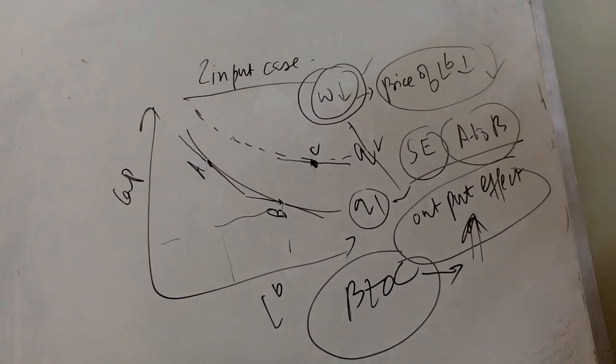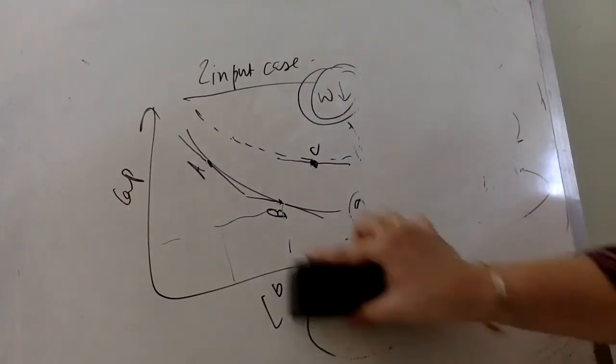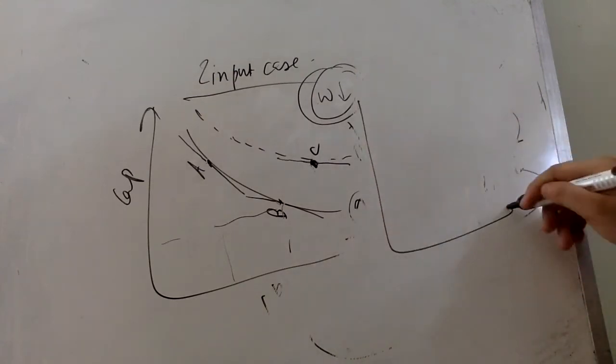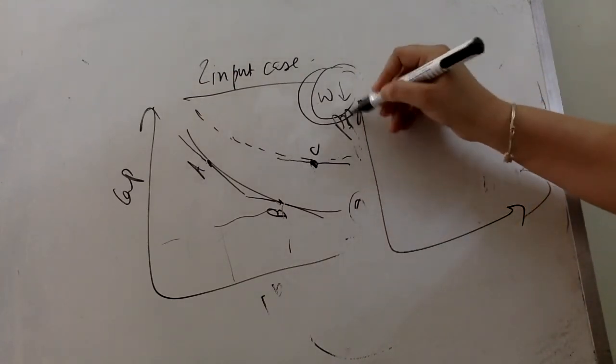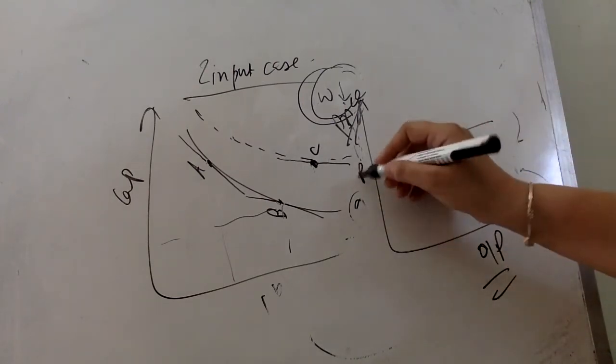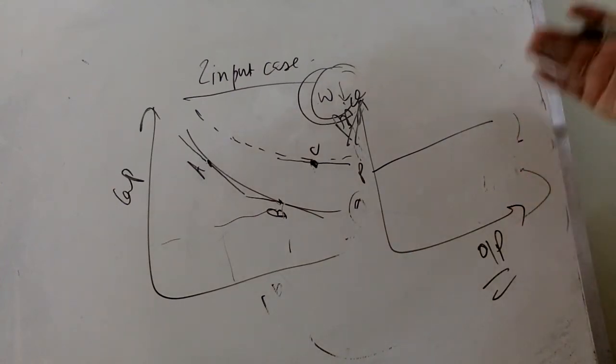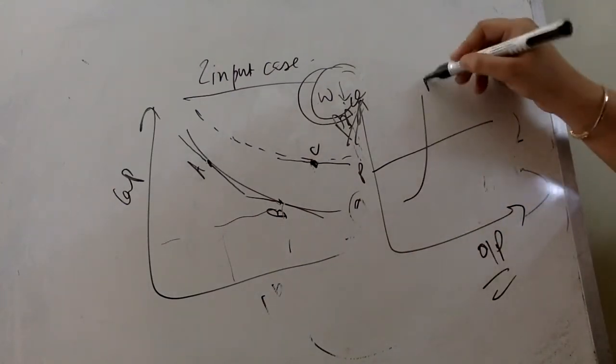Alright, now if I plot a graph corresponding to it in terms of marginal cost, I plot price here and output here. Marginal cost, we know, is an upward sloping curve. Suppose this was my marginal cost.